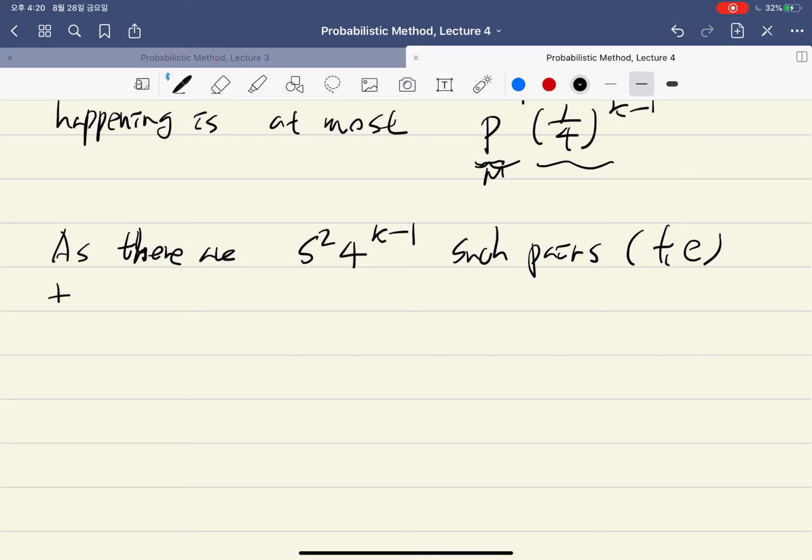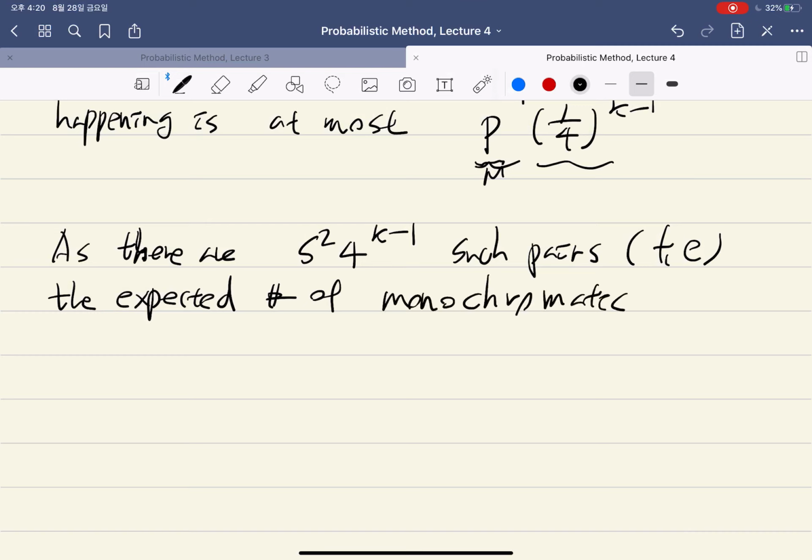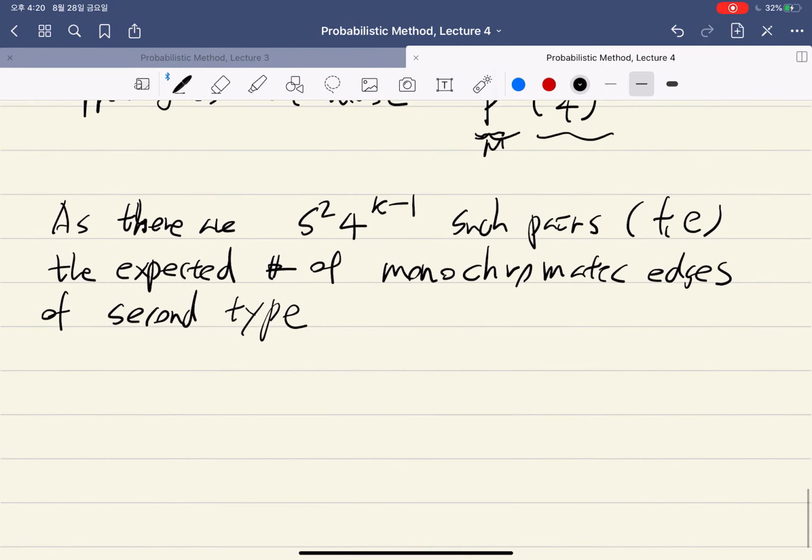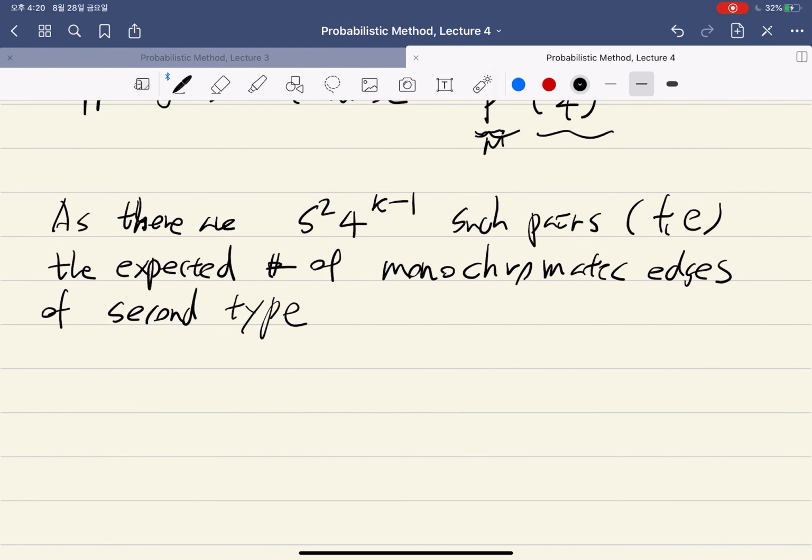But there are many such pairs. So the expected number of monochromatic edges of second type, say second type is this, the monochromatic edges which become red monochromatic only after recoloring. There are this many pairs, and each pair produces one such monochromatic edge with this probability, and that's at most s squared P.